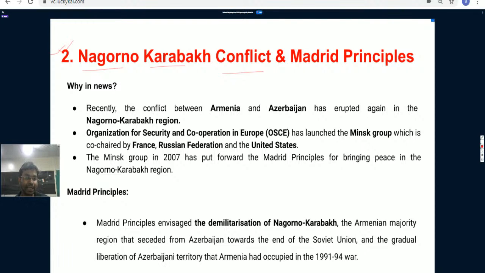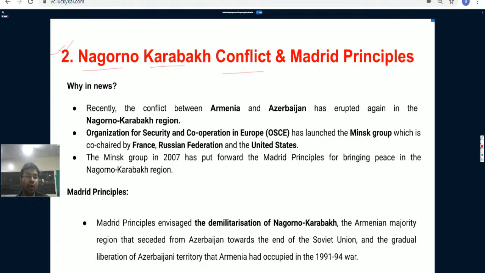After the disintegration, most of the countries that came out of it have settled their boundary disputes among themselves, but these two countries still have a lot of boundary disputes, and one of the areas for the boundary dispute is Nagorno-Karabakh. Nagorno-Karabakh is a region between Armenia and Azerbaijan. I am going to show you a map, and we will understand what the conflict is all about.